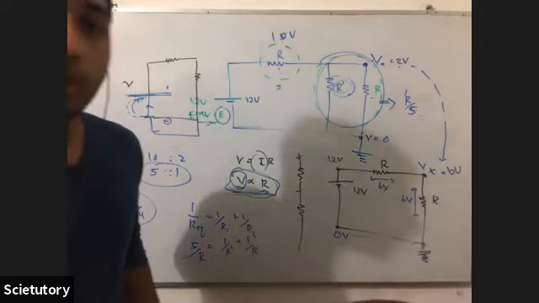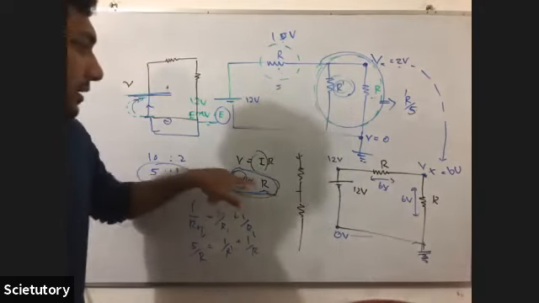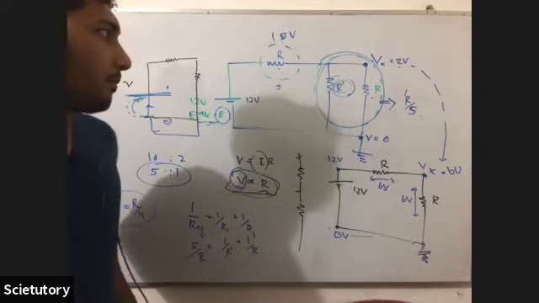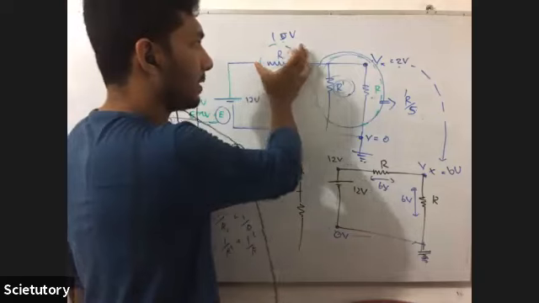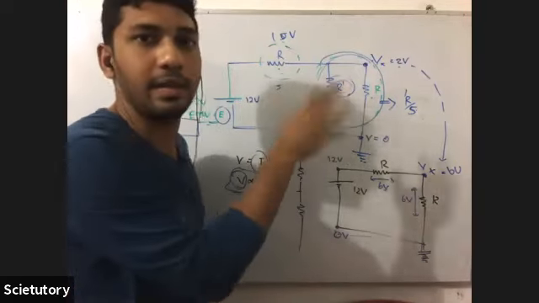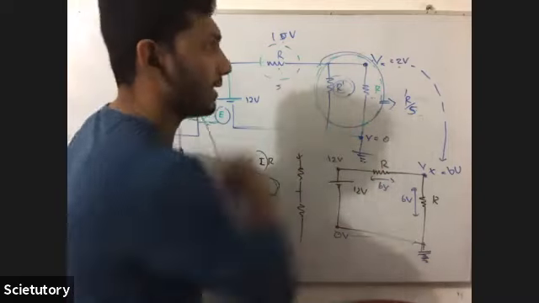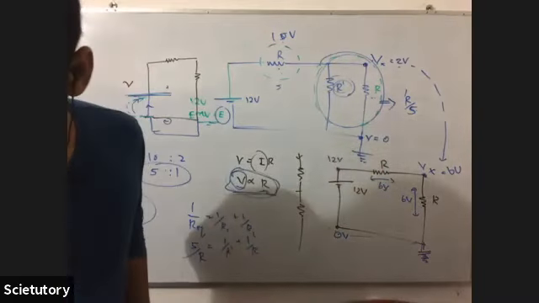Okay, are you all clear? We are using the voltage divider principle. For this part, these two resistances are connected serially, so we can apply the voltage divider principle. So what's the next question?